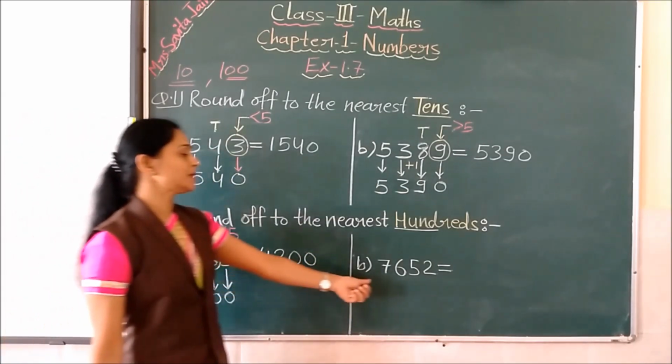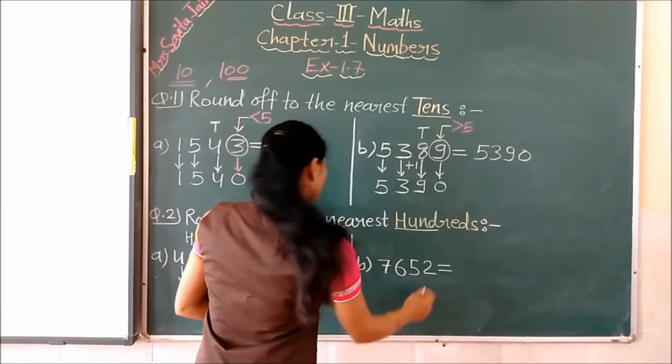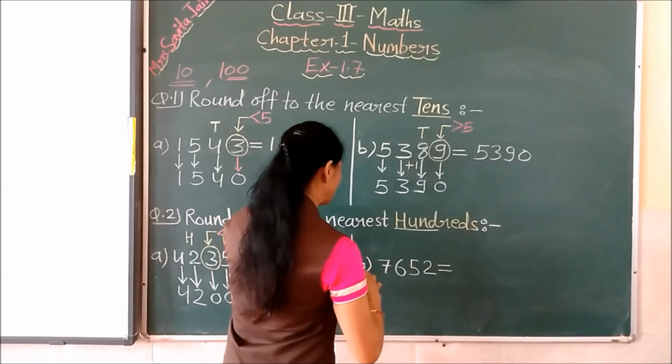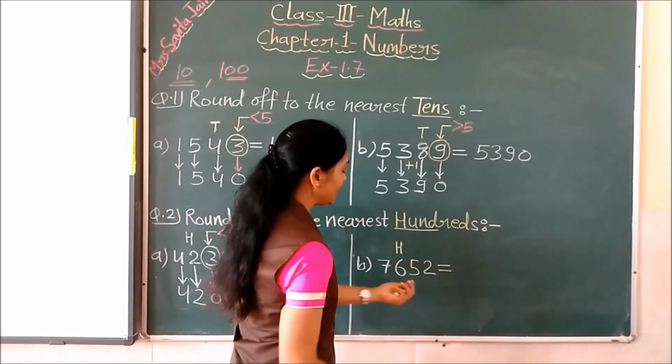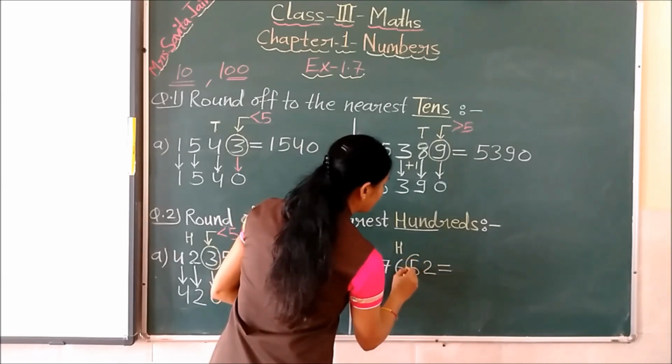Now we will see the next question. Same way. We have to see now this hundreds place digit is this one. So to the right is this digit 5.